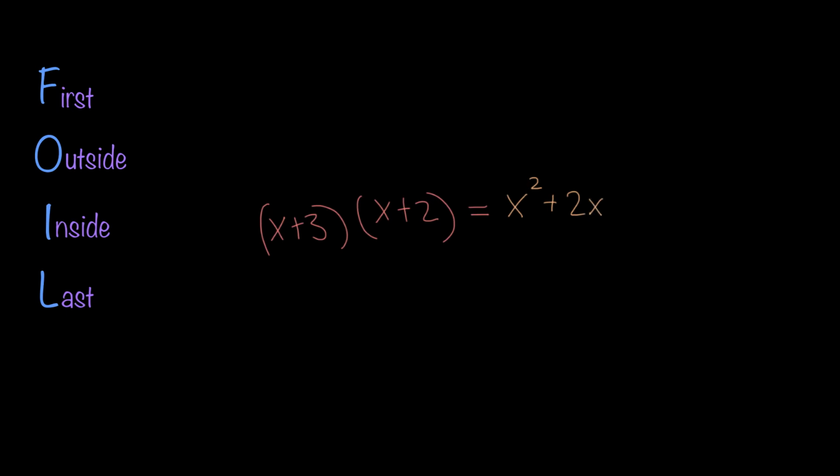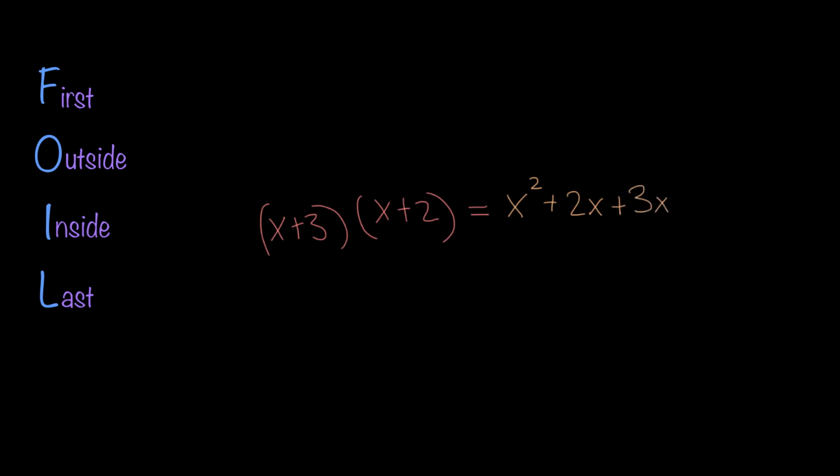Looking at the third one is the I, which stands for inside. So we look at the innermost two terms and multiply those together. So that would be 3 and x. These two are on the inside, so we multiply them together. 3 times x gives us 3x.